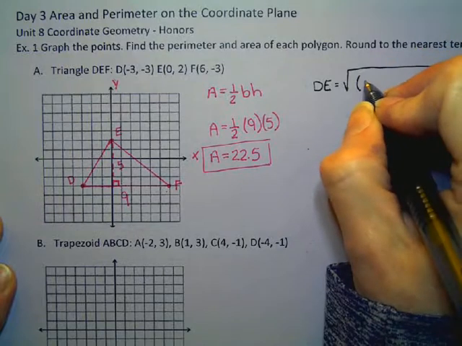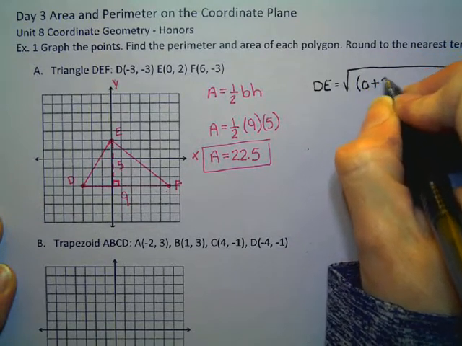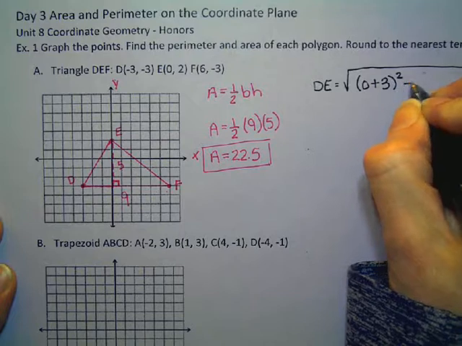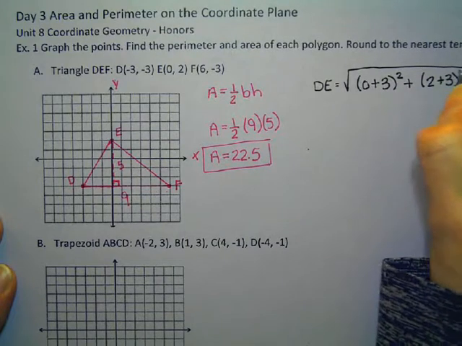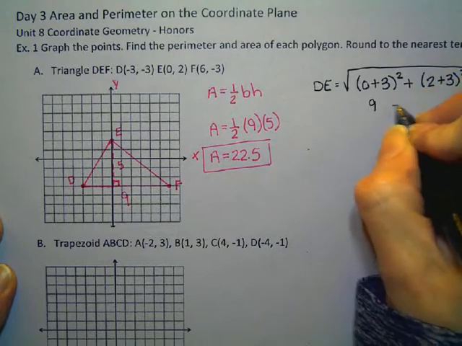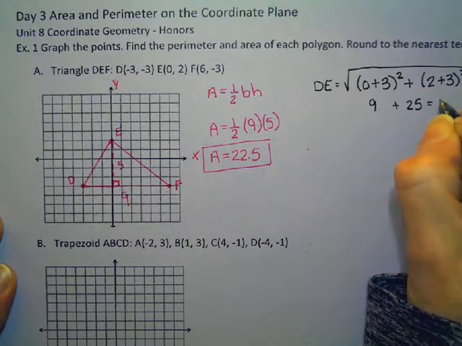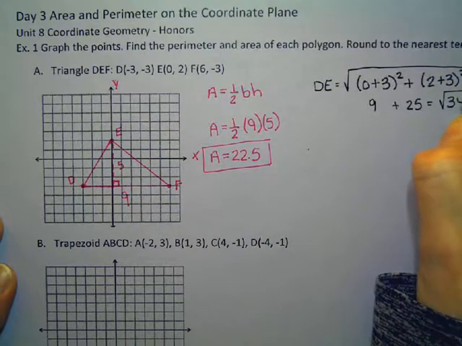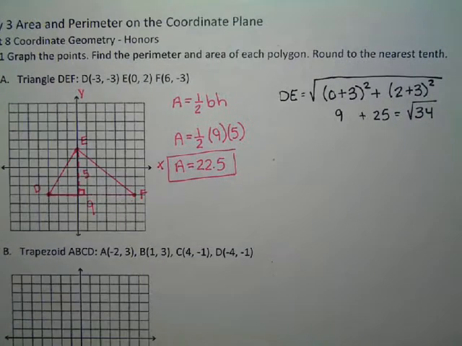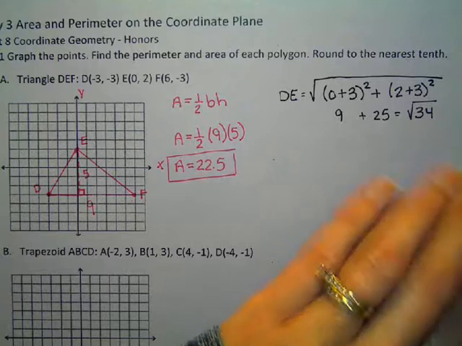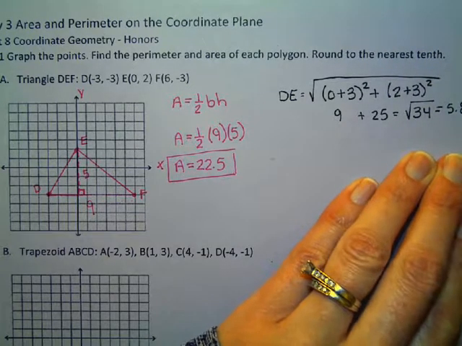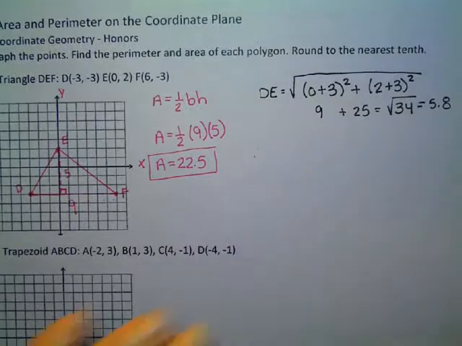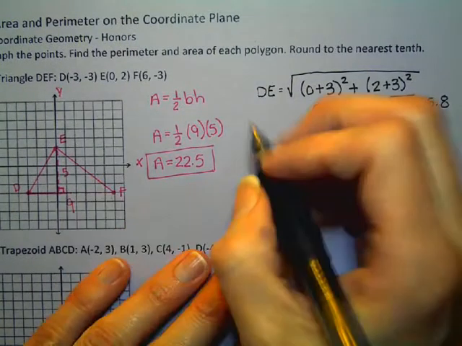So you do your x's first. That's 0 minus -3. Makes it a plus. And 2 minus -3 makes it a plus. So that gives me 9 plus 25 equals the square root of 34. On this particular one, it says we're rounding to the nearest tenth, so the square root of 34 is about 5.8. Okay, now we're going to find the length of EF.